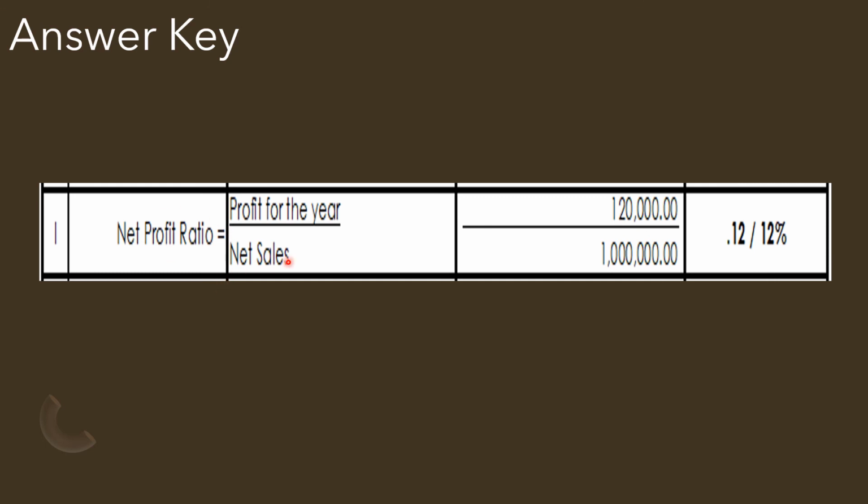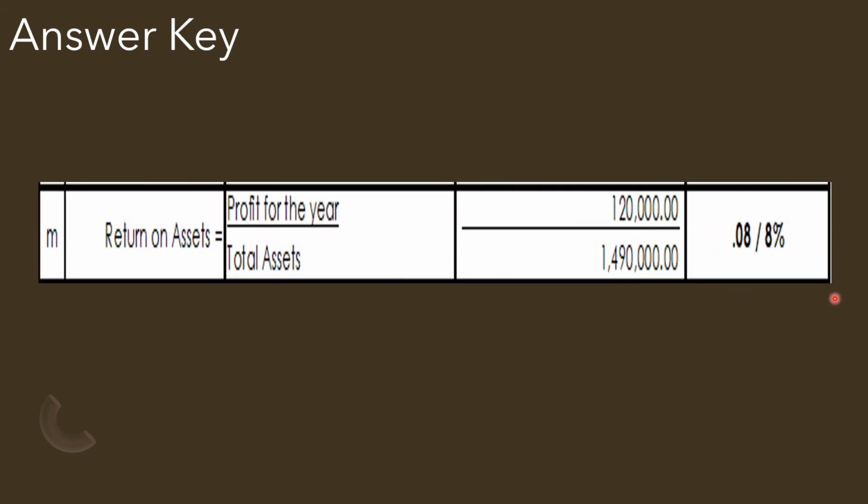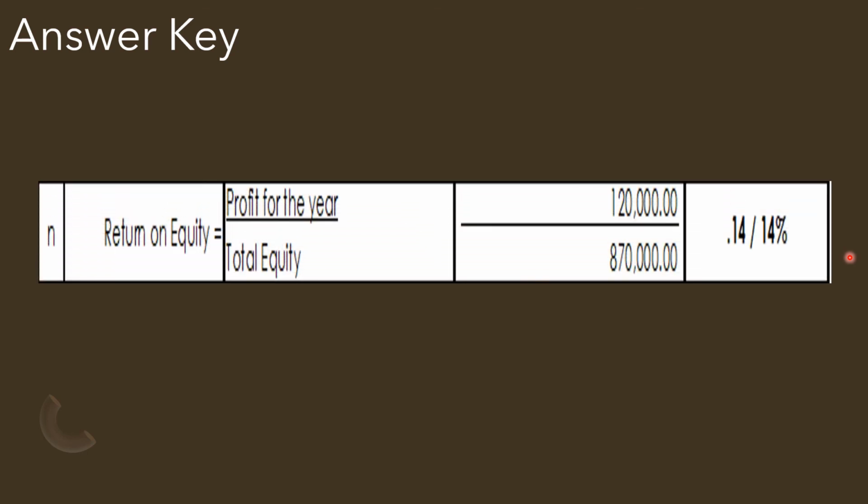Net profit ratio is similar to the profit for the year or your net income. So, net income or yung profit of the year mo na nandun is 120 over your net sales of 1 million. 120 over 1 million, that's 0.12. Next, return on assets. Return on assets is simply your profit of the year over your total assets. Your profit is 120, your total assets is 1490. So 120 over 1490, it's 0.08 or 8%. That's acceptable. And lastly, we have the return on equity.